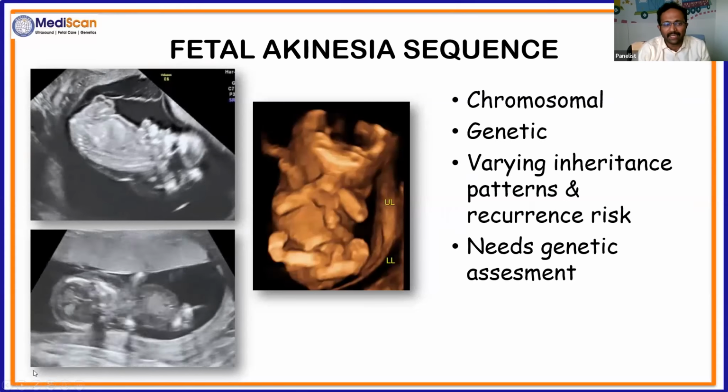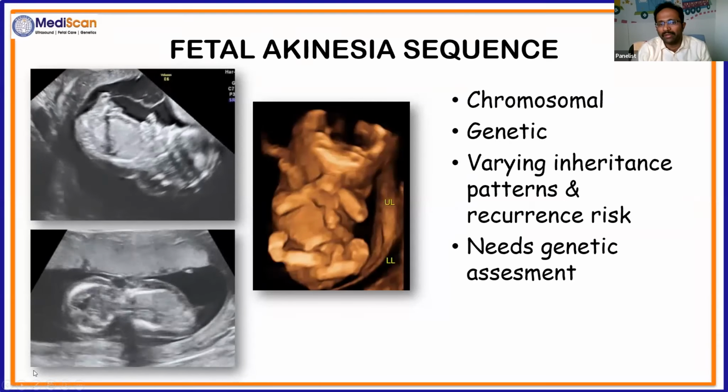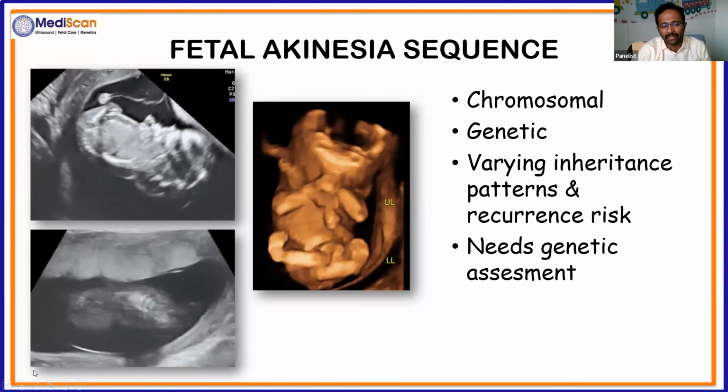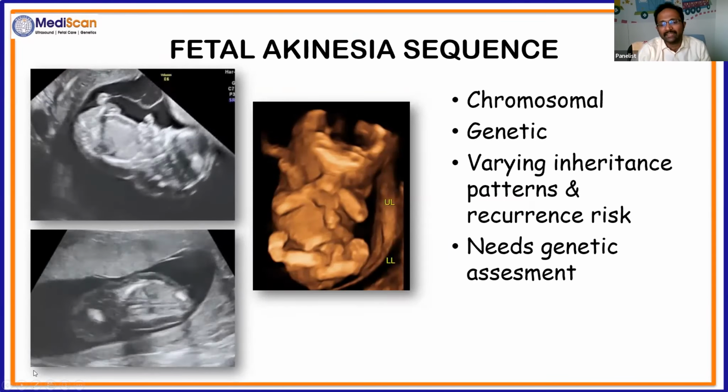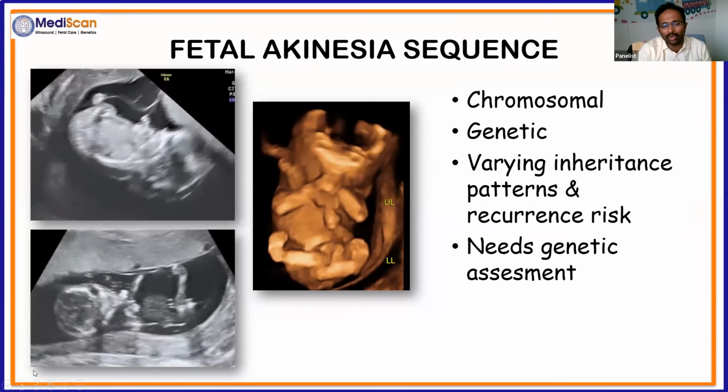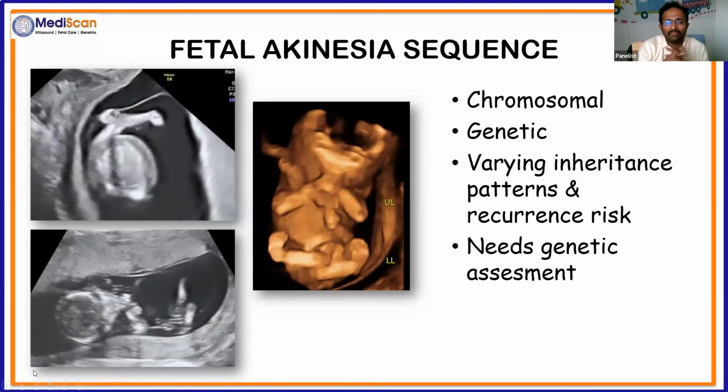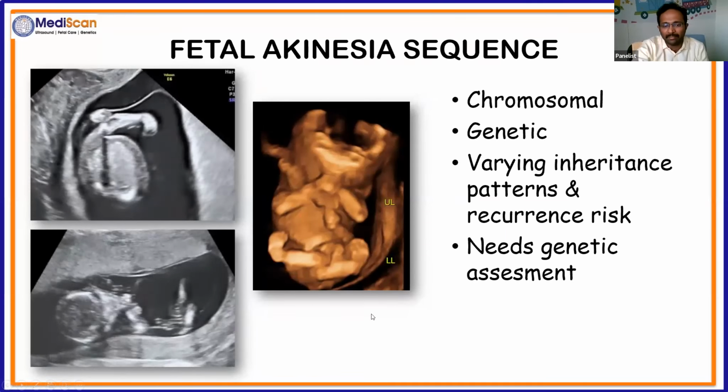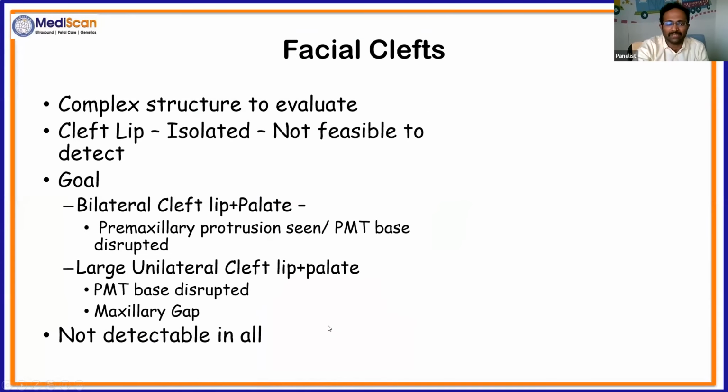At the 12-week scan, we also assess for movement of the baby. If the movement of the baby is not there fully, as is seen here, both upper and lower limbs are simply in clenched position, we call it an akinesia of the baby, with varying inheritance patterns.